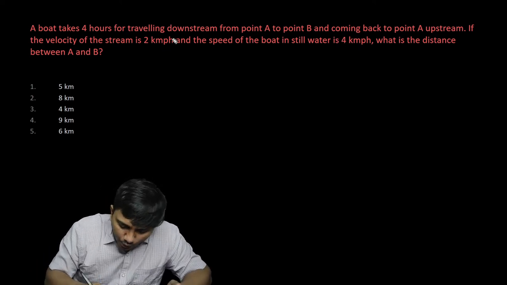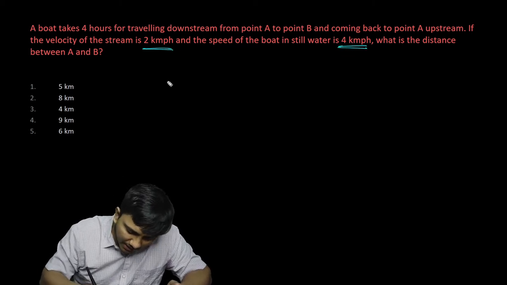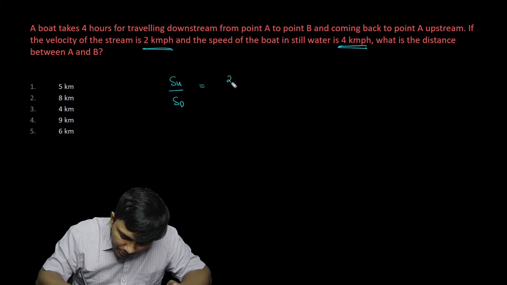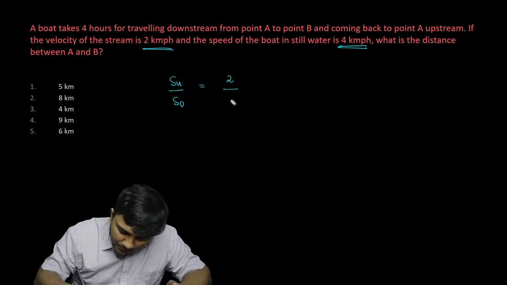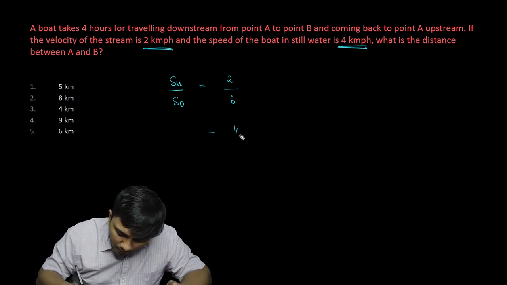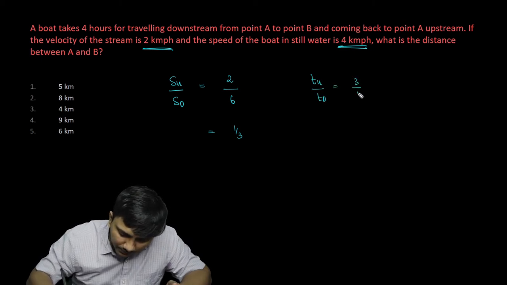Because if I know the speed of the stream and the speed of the boat, I can find out the ratio of speed upstream by speed downstream. So speed upstream will be the difference of the two speeds, which is 2 km/h. Speed downstream will be the sum of the two speeds, which is 6 km/h. So speed upstream by speed downstream is in the ratio 1/3. So time upstream by time downstream will be in the ratio 3/1.